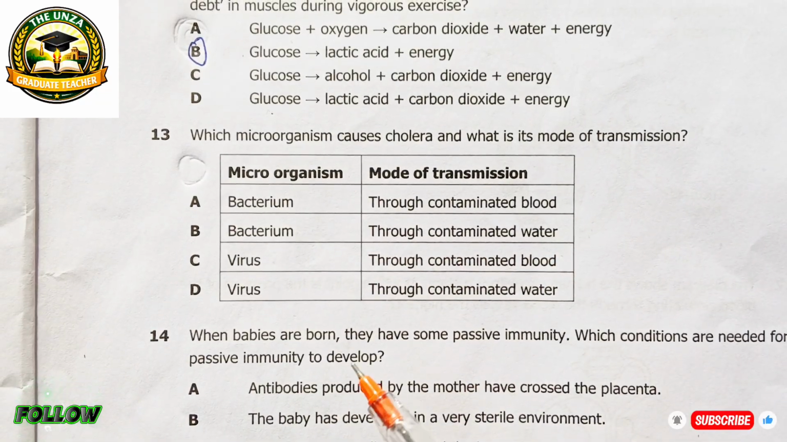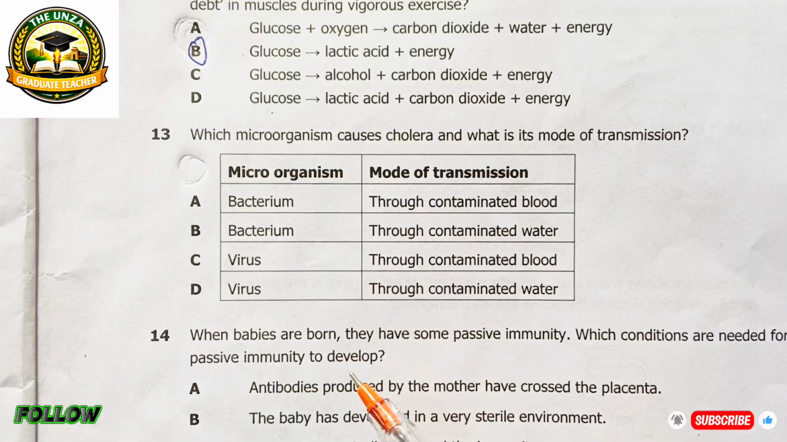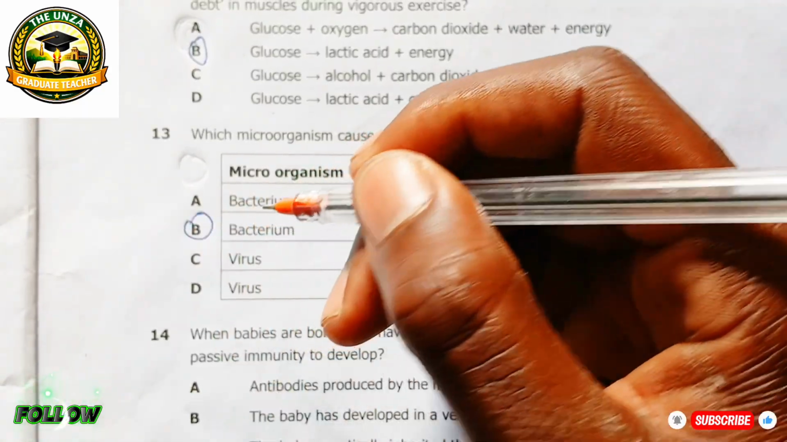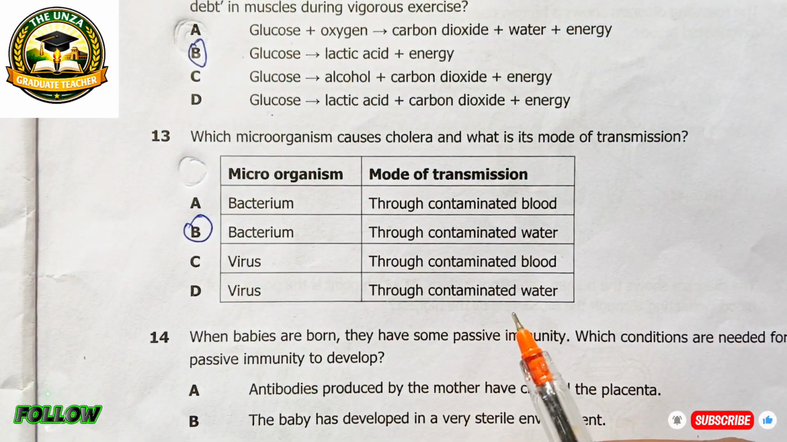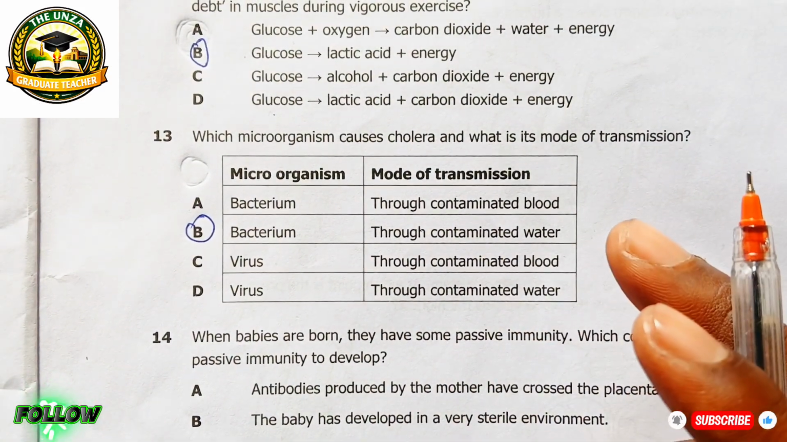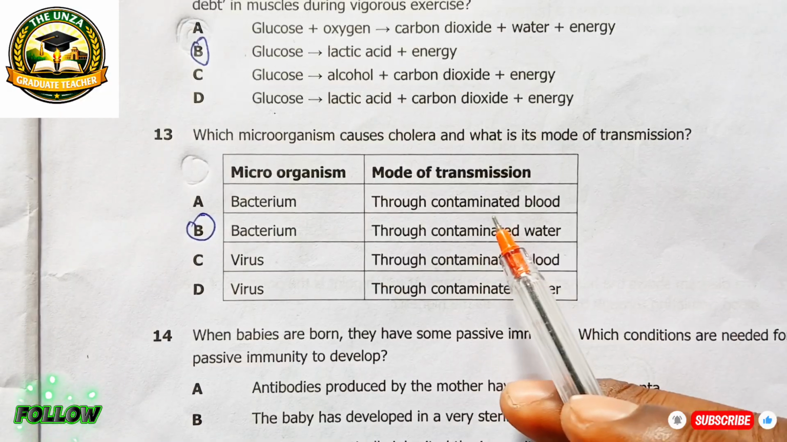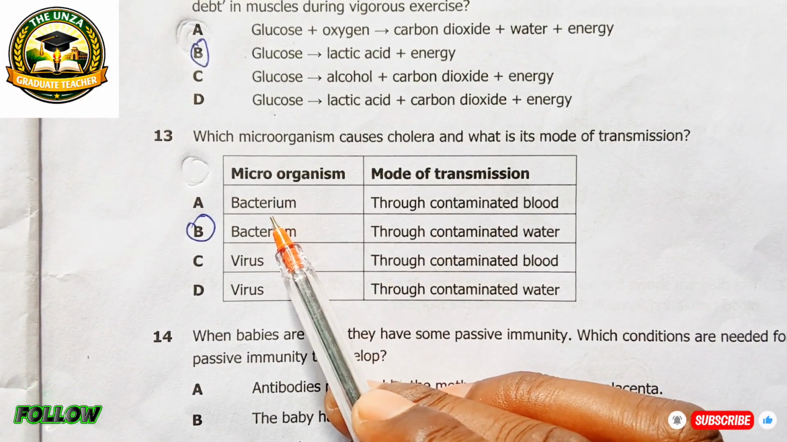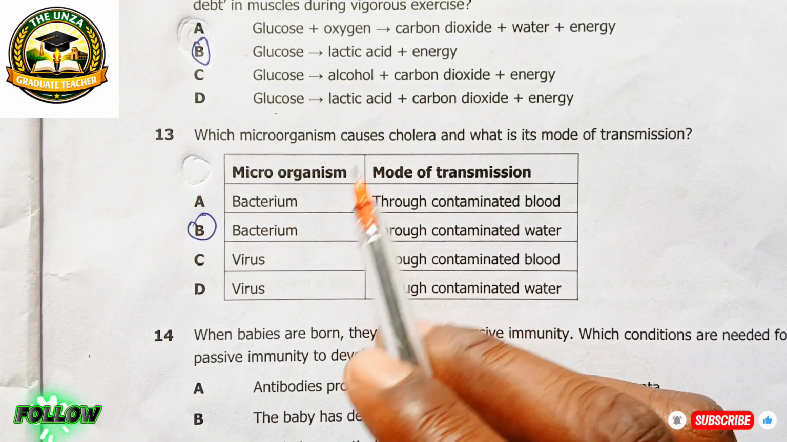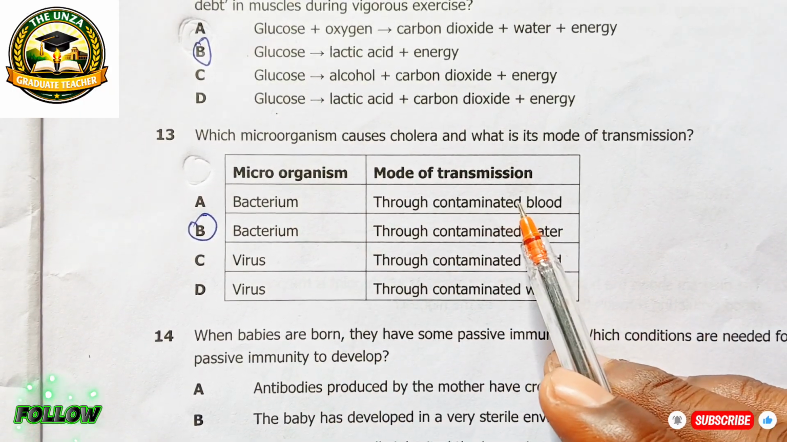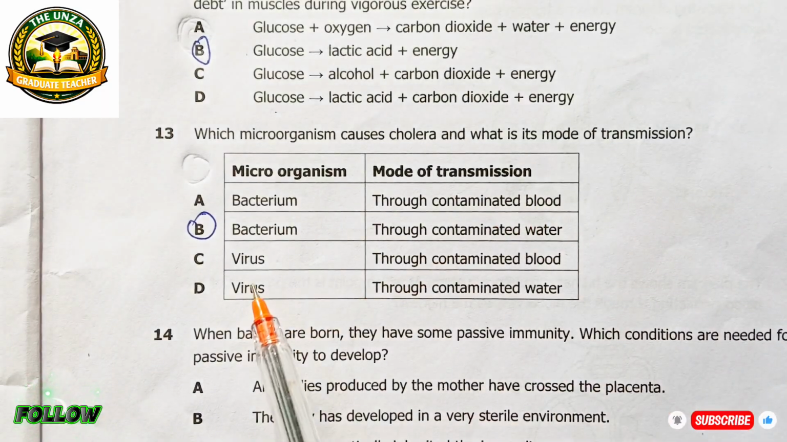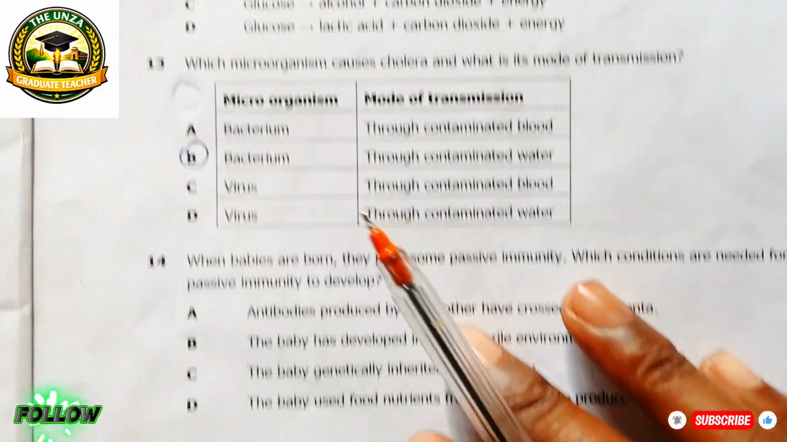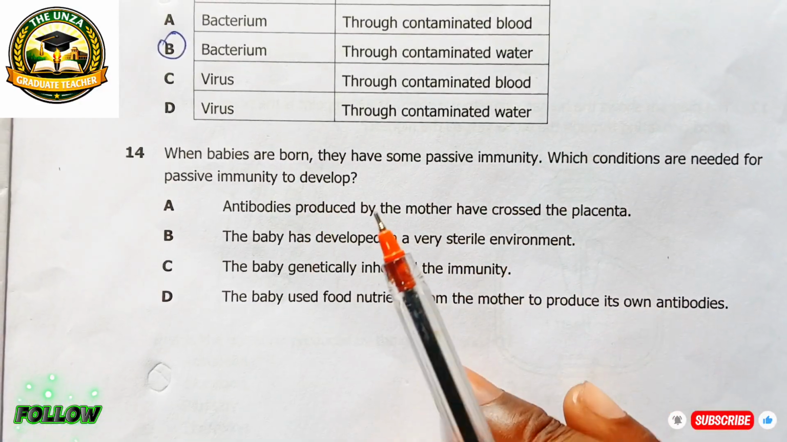So according to question 13, the correct answer here is B as well. Cholera is caused by a bacterium. It is spread through contaminated water. The reason why we have not picked A is that cholera is not spread by blood. It is spread by contaminated water. The reason why we have not picked C and D is that cholera is not caused by a virus. So let us look at the last question.